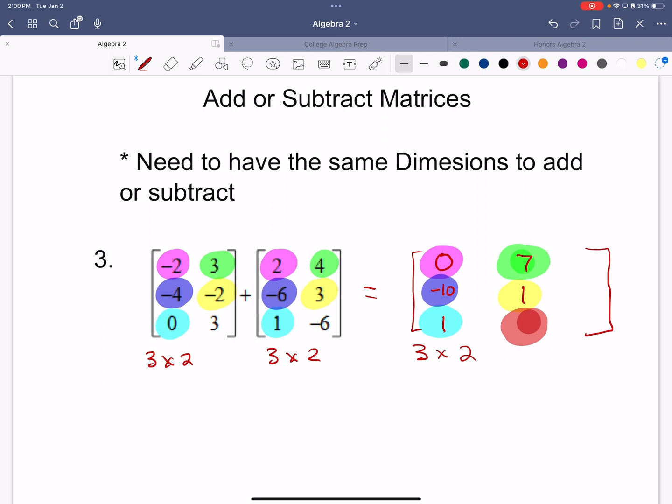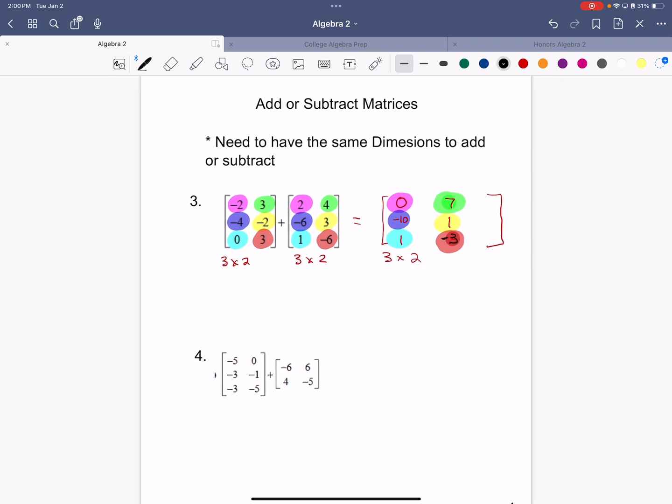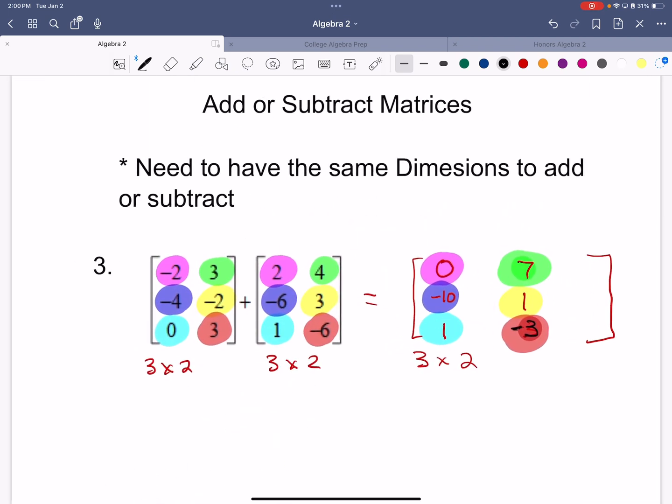And the red one, negative 6 plus 3. Can't see that because it's too dark, but it says negative 3. It's not so bad, right? Oh, it's not so bad. Any questions with that one?